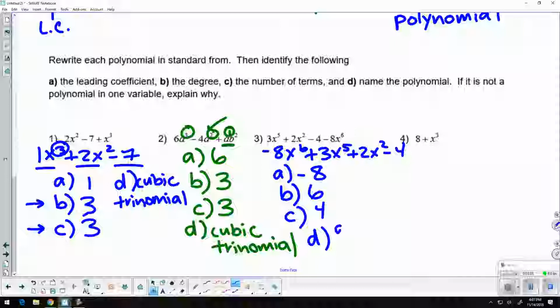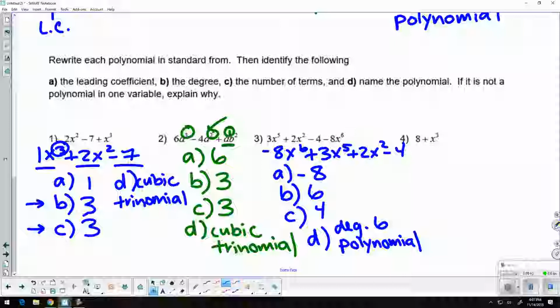So we're just going to say that it's a degree 6. And then based on the number of terms, there's 4 terms. So that's just going to be a polynomial. So again, really no special name. Again, monomial is 1, binomial is 2, trinomial is 3. So 4 or more terms is just going to be a polynomial.